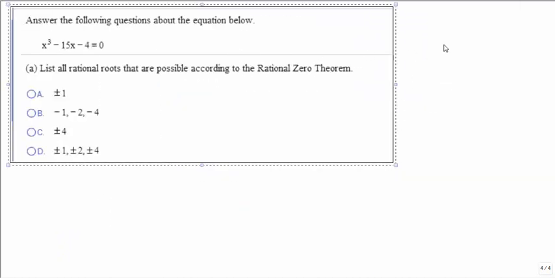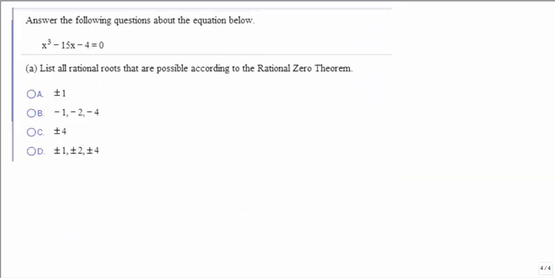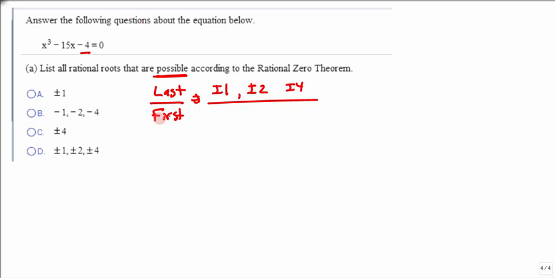So this one, they give me a list of all possible rational zeros, and I need to choose the one that fits. So this first part lists all possible, not all my solutions, but all possible rational zeros. Remember, that's last over first. My last coefficient is 4, so the factors of 4 are plus or minus 1, plus or minus 4, and then plus or minus 2. The denominator would be the coefficient here, which is just plus or minus 1. So if I had to list all of these, I'd have plus or minus 1 over plus or minus 1, plus or minus 2 over plus or minus 1, and plus or minus 4 over plus or minus 1.